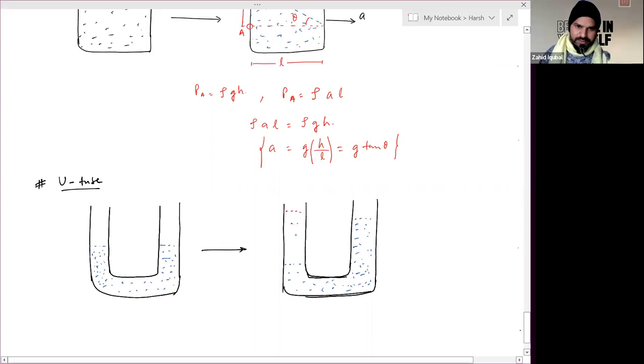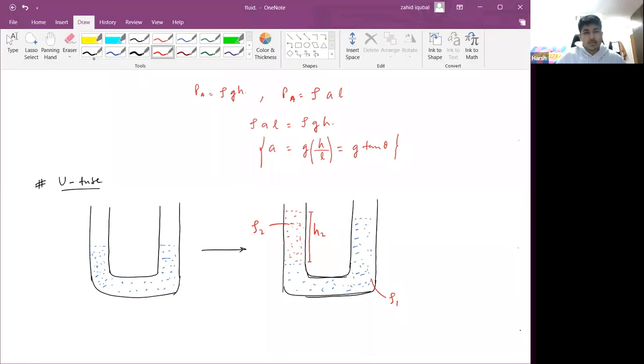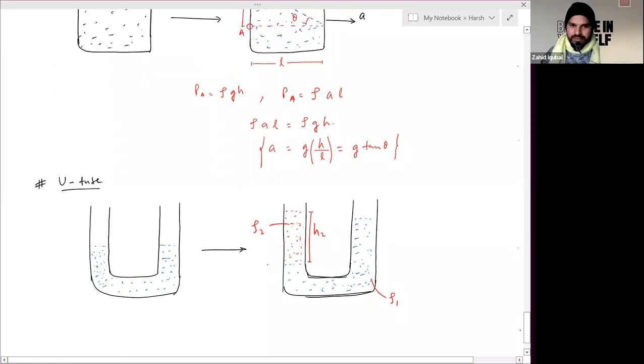The level of liquid on this side will be at this point. Let's say this is rho 1 and this is rho 2. The height of the column of this particular liquid is H2. Just draw a horizontal line at the lowest interface of this segment. Let's say this is point A and this is point B.